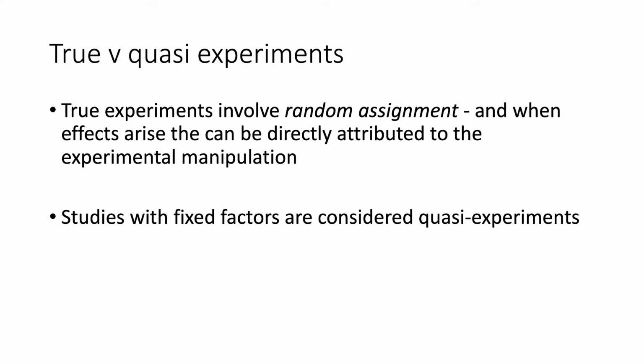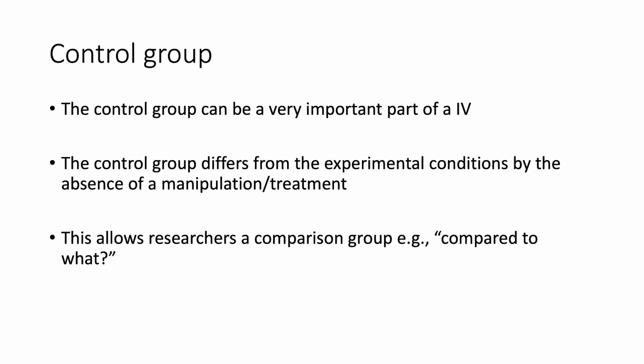Studies with fixed factors, which we've been talking about, are often considered quasi-experiments because they don't have that advantage of random assignment. And as I was saying before, an example of that would be if you wanted to measure attitudes of people who are short versus tall. There's no element of random assignment, and as I said before, that can lead to other hidden explanations being able to explain the pattern of data that you have in your study and your findings.